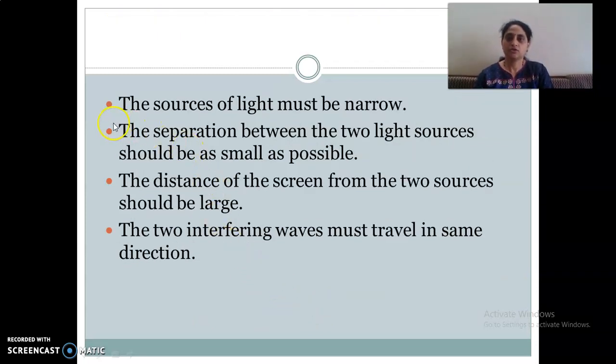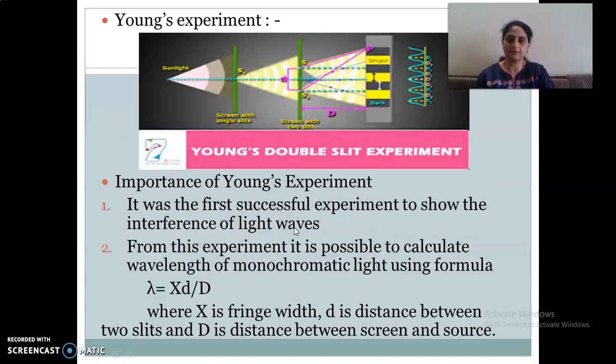And the next, the sources of light must be narrow. The separation between the two light sources should be as small as possible. The distance of the screen from the two sources should be large, and the two interfering waves must travel in the same direction. So these are the conditions for producing the steady interference pattern.